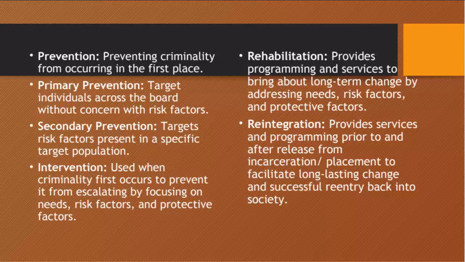Now, the second type of program that you'll run into in the criminal justice field is intervention. Now, it's used when criminality first starts to prevent it from escalating. So the person is starting to get into trouble, but we're going to intervene and stop the progression before it increases. And these programs are going to focus on the person's needs, their risk factors, and their protective factors, which are things that buffer the risk factors, that keep someone from offending in the first place.